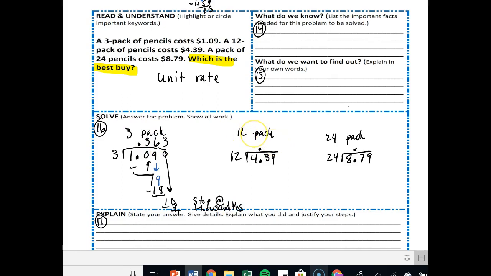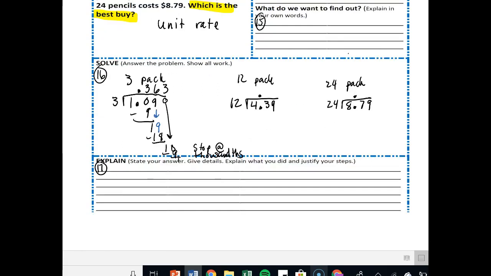All right, so you guys find out the 12-pack, the 24-pack. Then you should get your answer. Make sure you explain it. Make sure you do 14 and 15 as well. All right. If you have any questions, give me a call.